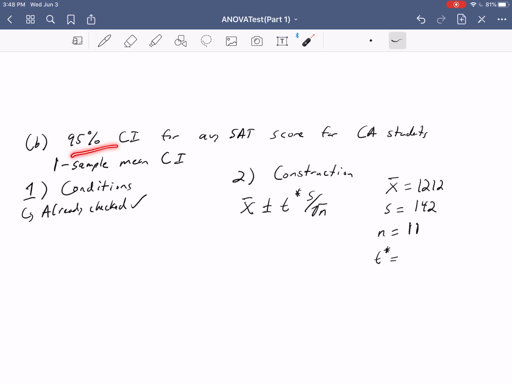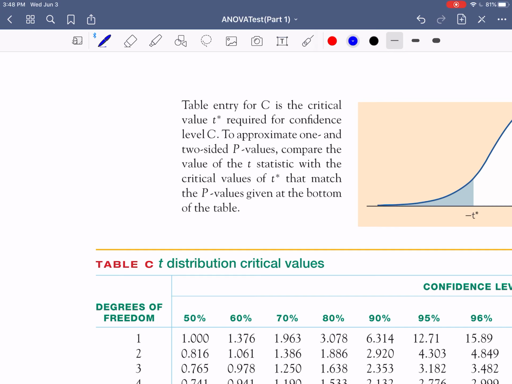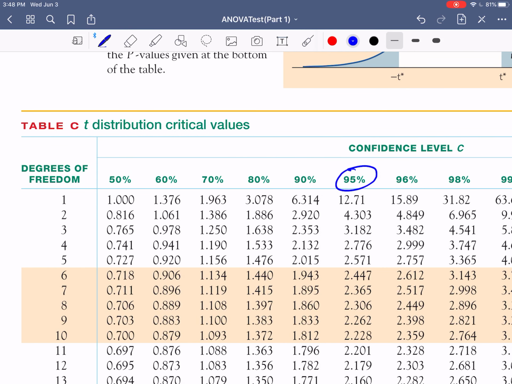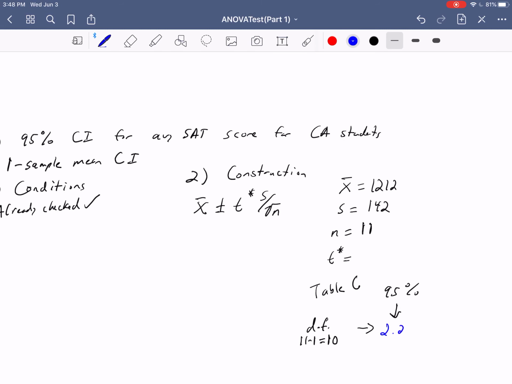How do we get this t star? Well, you might say 95%, isn't it 1.96? That would be z star. T star, we have to use table C and know some degrees of freedom here. So the degrees of freedom, sample size 11, going to be 11 minus 1 equals 10. We're going to do 95% confidence and intersect those two. Let's go ahead and take a look at that on table C. So we've got 95% confidence, 10 degrees of freedom, intersect those, looks like we have 2.228 as our t star.